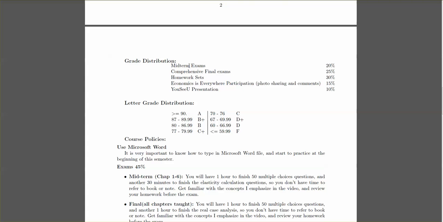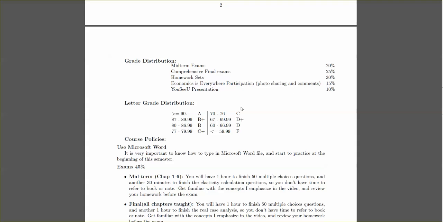The midterm exam takes up 20% of your final grade, and the comprehensive final exam is 25%. The homework is 30%, and the homework on Flickr, sharing your photo and the comments, is 15%. And the presentation is 10%.